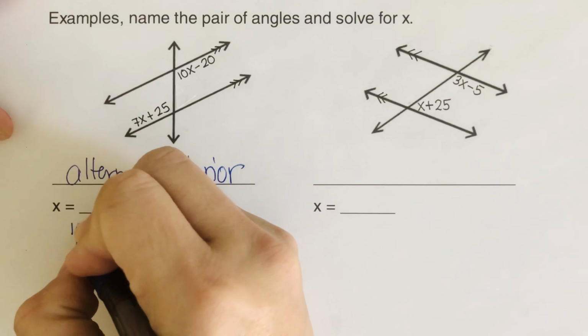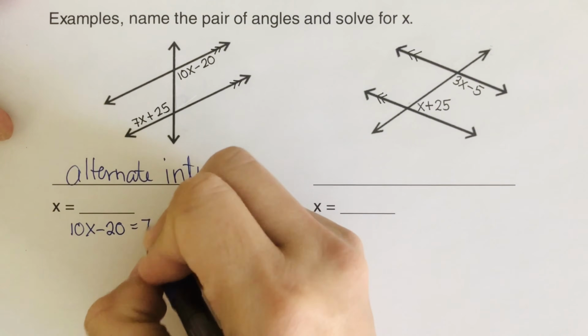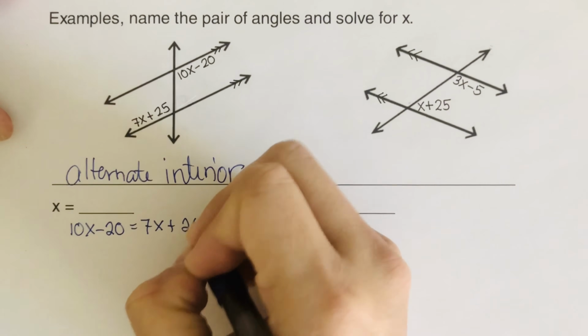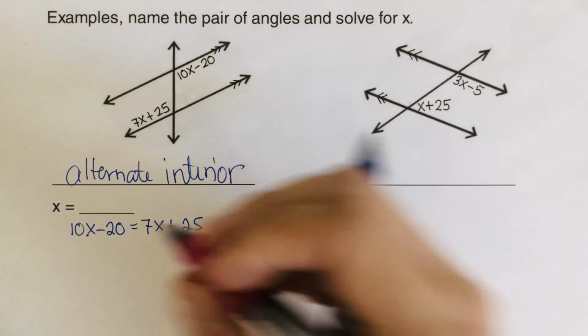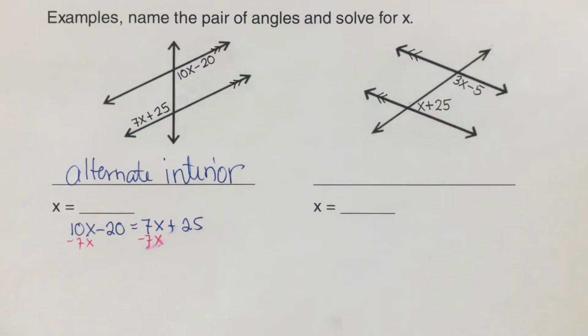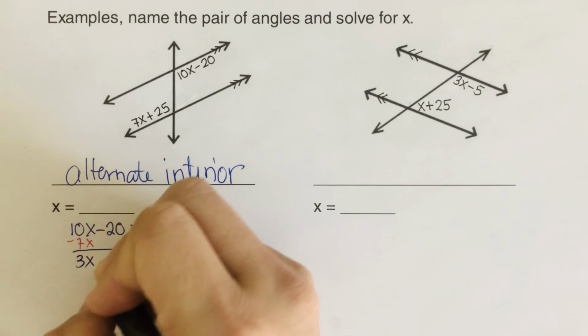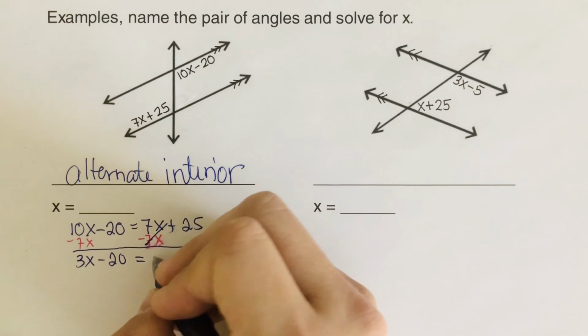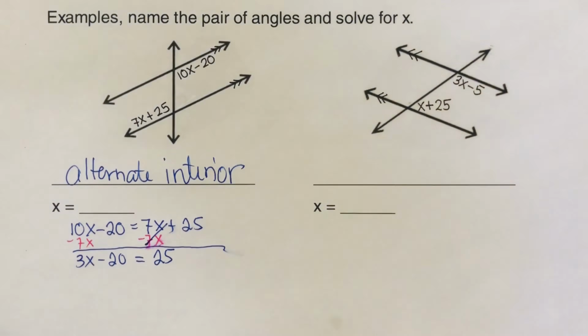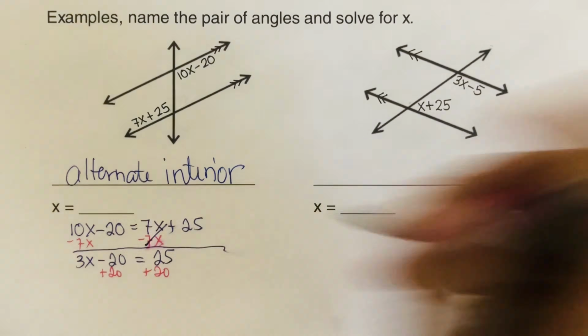So I go ahead and write 10x minus 20 equals 7x plus 25. And so from here, I will subtract 7x from both sides. Minus 7x and minus 7x. So we are left with 3x minus 20 equals 25. So then I'm going to add 20 to both sides. Plus 20 and plus 20 over here.